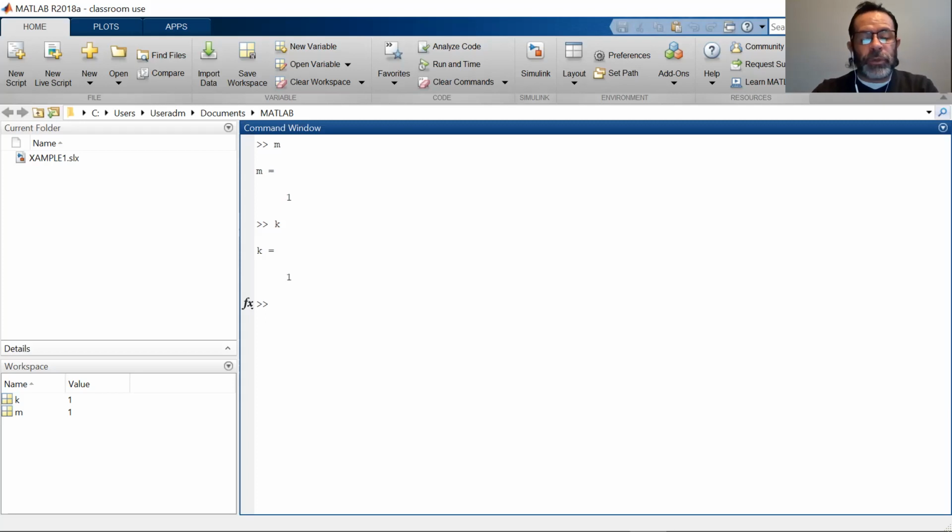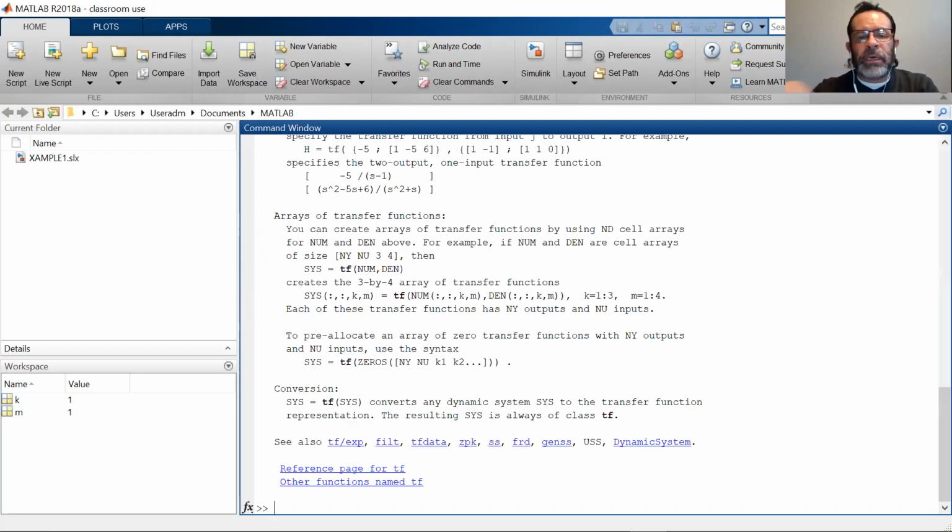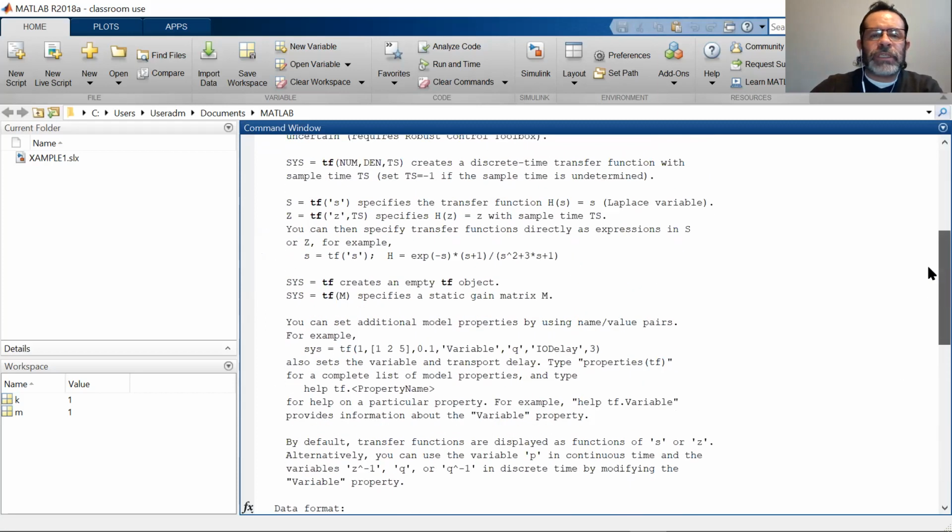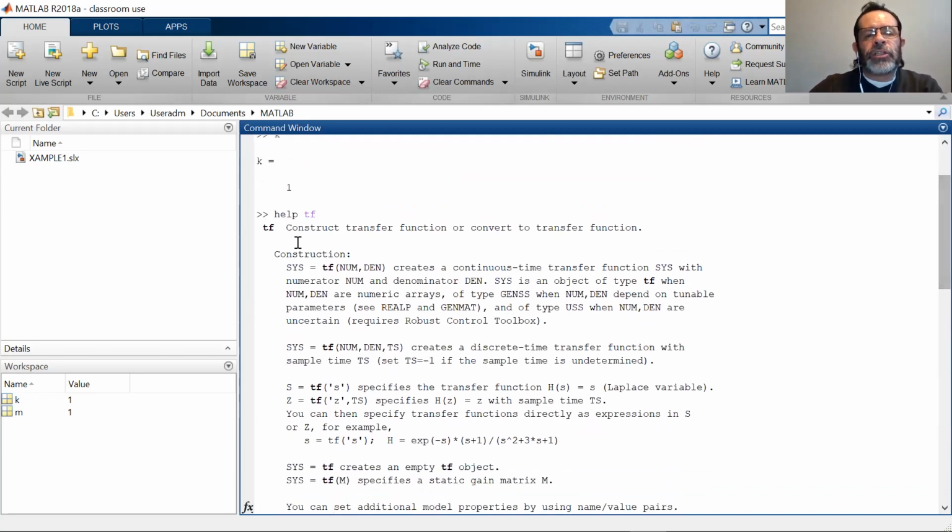Basically, what the other way of doing it is just saying, for example, help TF. And it's going to tell me what TF does. Construct transfer function or convert to transfer function. So TF can be used to create a transfer function model or do a transformation of another model into a TF. We don't have to define the variable S because it's already going to be part of the work environment as a variable.